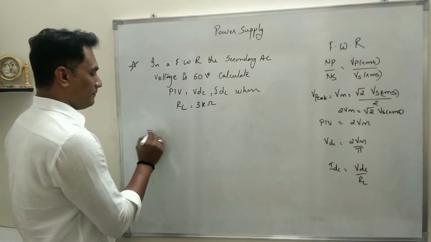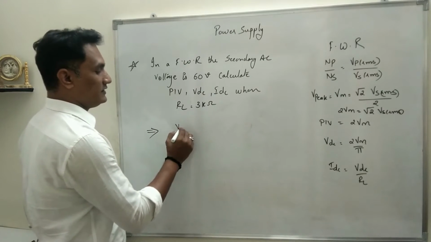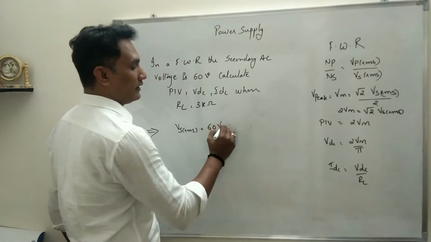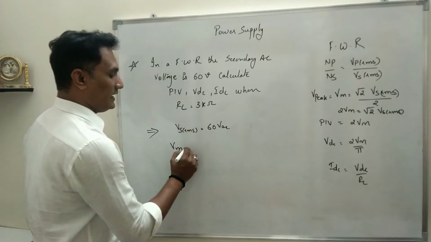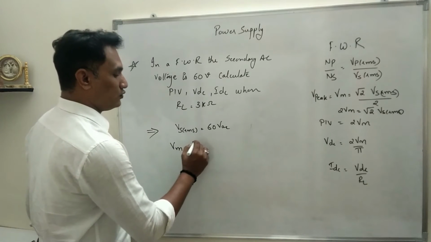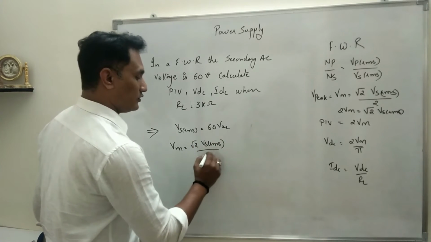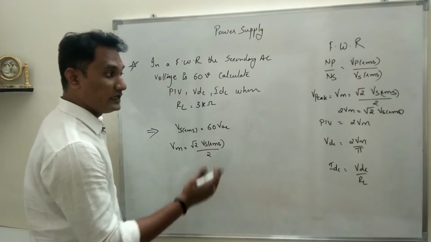The first thing which we will calculate: VS RMS given to us is 60 volt AC. So the peak value, that is VM, is root 2 into VS RMS upon 2, and we need to substitute the value of 2VM always.